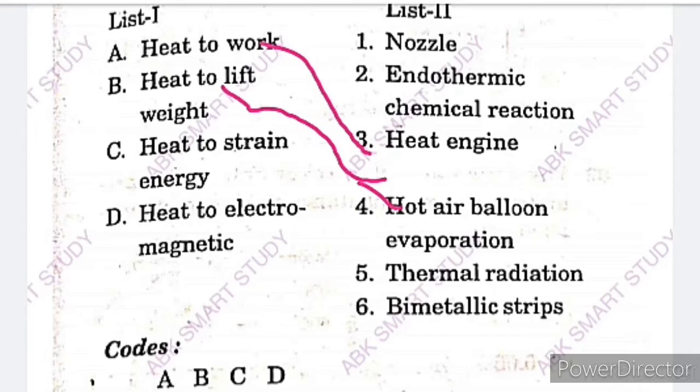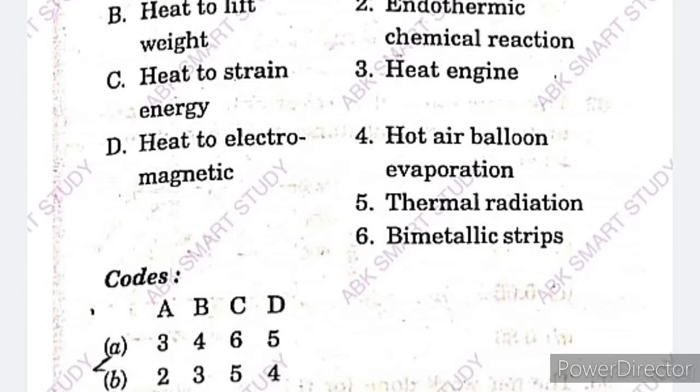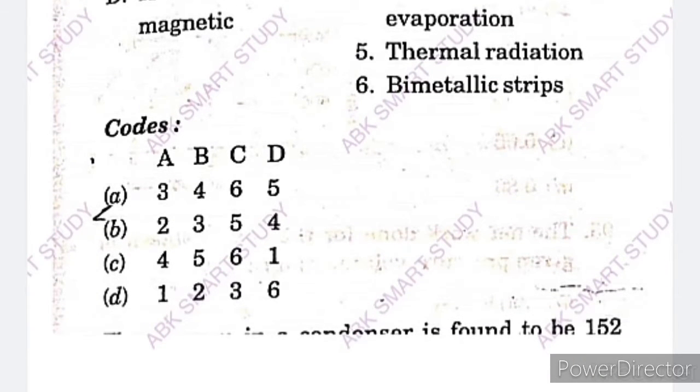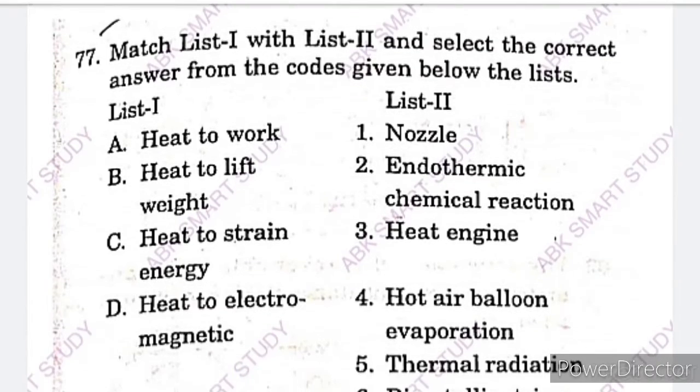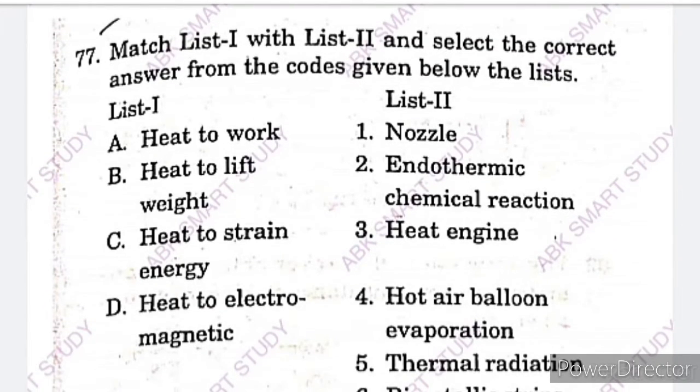Then heat to strain energy: we use bimetallic strips for heat to strain energy. And heat to electromagnetic is thermal radiation. So here the options are 3, 4, 6, 5 is the correct one, and that is given in option A. So here option A is the correct answer for question number 77. Next question.